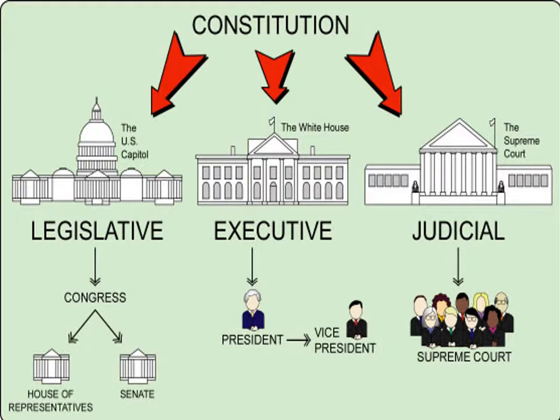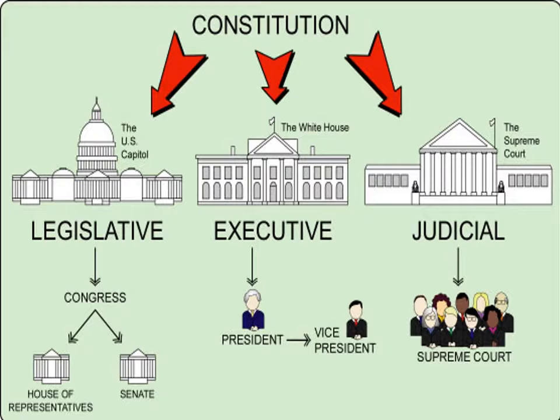So our founding fathers were pretty much paranoid that the government was going to get too large, too big, too powerful, tyrannical. So they divided the powers up into three different branches. You have your legislative, they essentially create the laws. You have the executive, they essentially carry out the laws. And then you have the judicial, and they essentially interpret the laws.